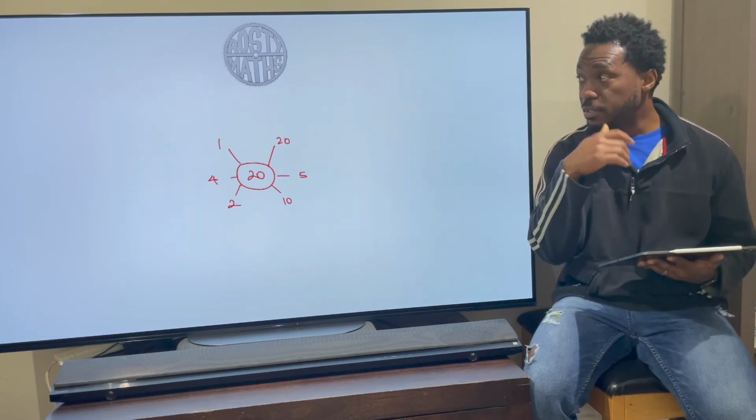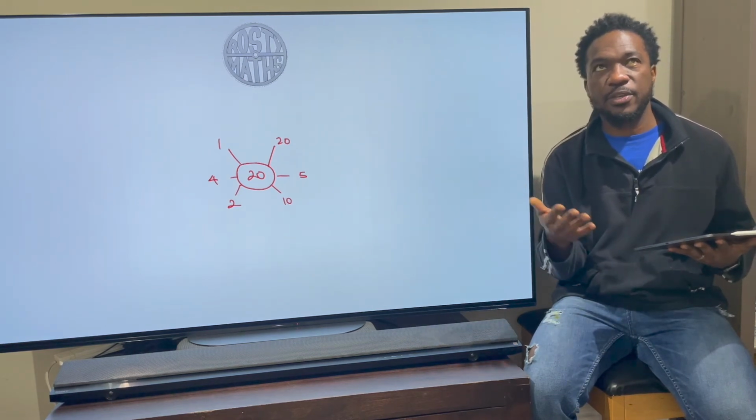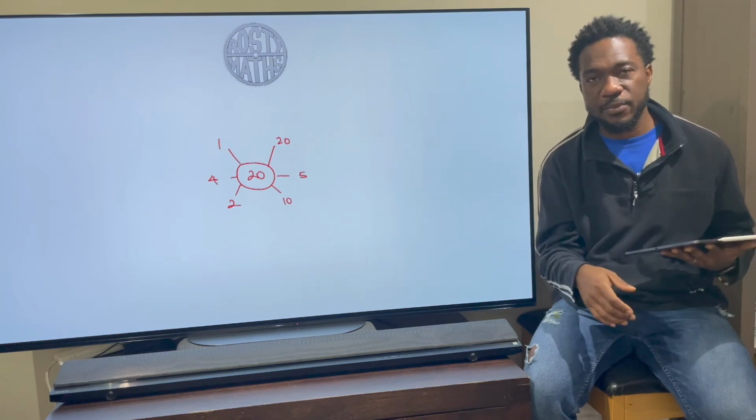Now, go and see if you can find anything anywhere where you can find factors of numbers. Have a play with it.